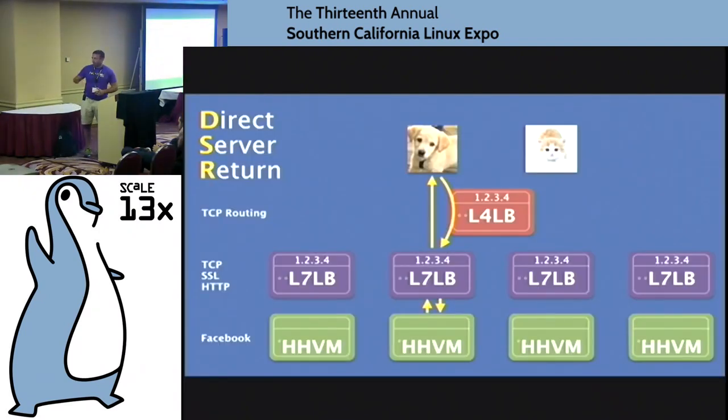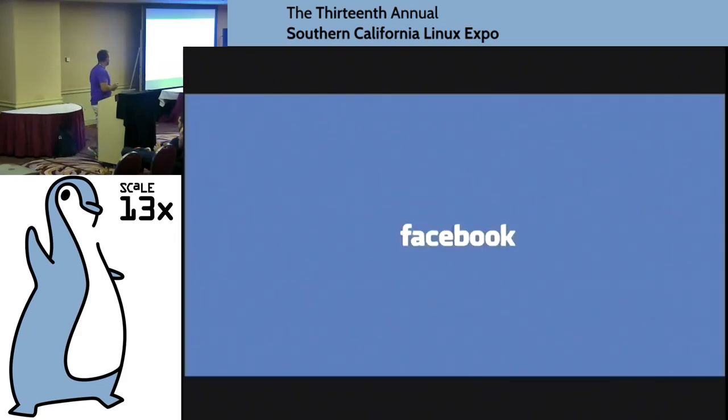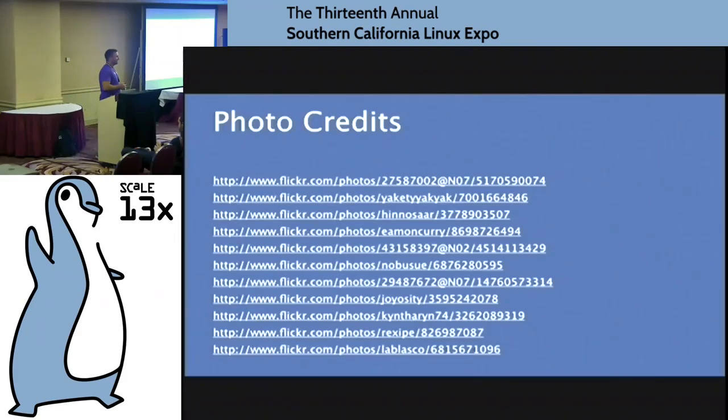DSR, direct server return. Packets come in through our L4 load balancer for the TCP and SSL request, and it actually egresses directly back to the clients. Our three primary load balancers: Cartography is our DNS-based load balancer. TCP is Shiv and IPVS. HTTP and Speedy is our ProxyGen reverse proxy. And that is it. Any questions?